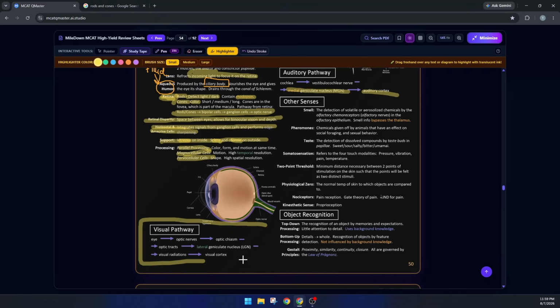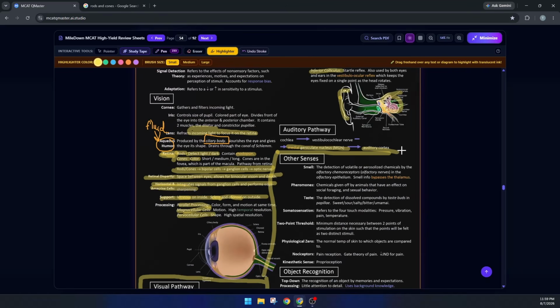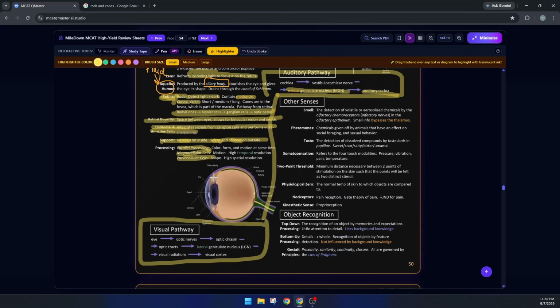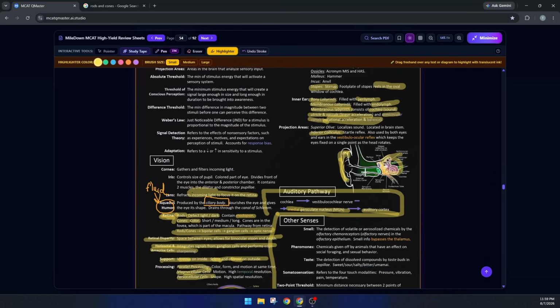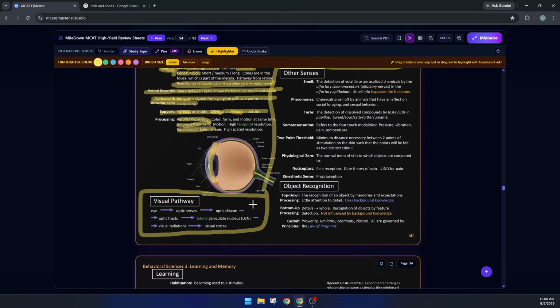And then memorize your visual pathway, just like you memorize your auditory pathway. So your visual pathway here is going from the front of the eye. I don't know why the auditory pathway got cut short, okay? It's not from the outer part of your ear. It's from the inner part of your ear, the cochlea. This visual pathway goes from your eye to your optic nerve, to your optic chiasm, to your optic tracts, to your LGN, visual radiations, and visual cortex.